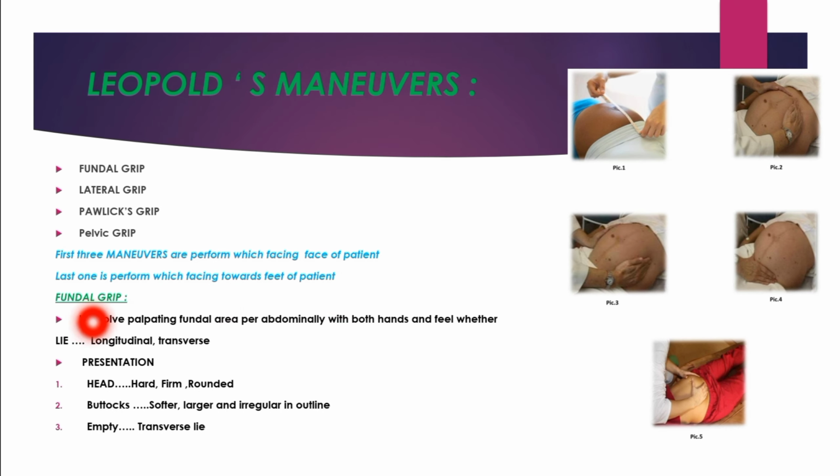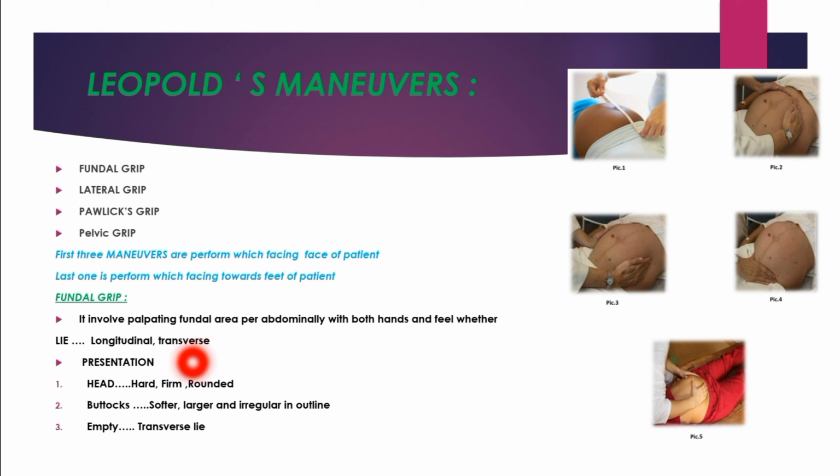So the first Leopold maneuver is the fundal grip, and the fundal grip involves palpating the fundal area of the uterus abdominally with both hands, and feeling whether the lie is longitudinal, transverse, or oblique. And similarly, the fundal grip also tells us about the presentation of the baby, that is, which part of the fetus is occupying the fundus.